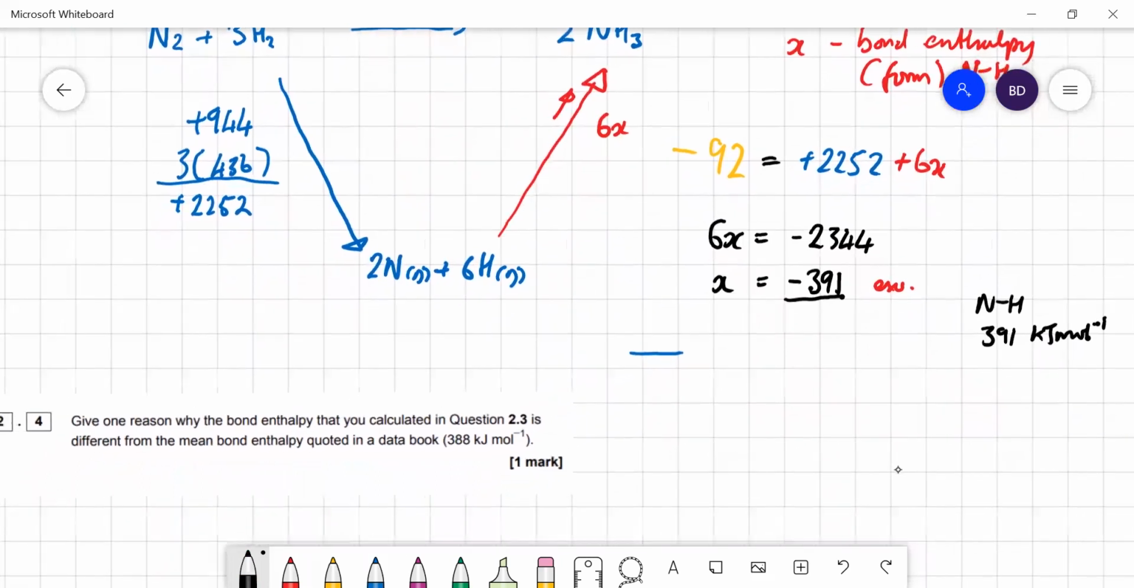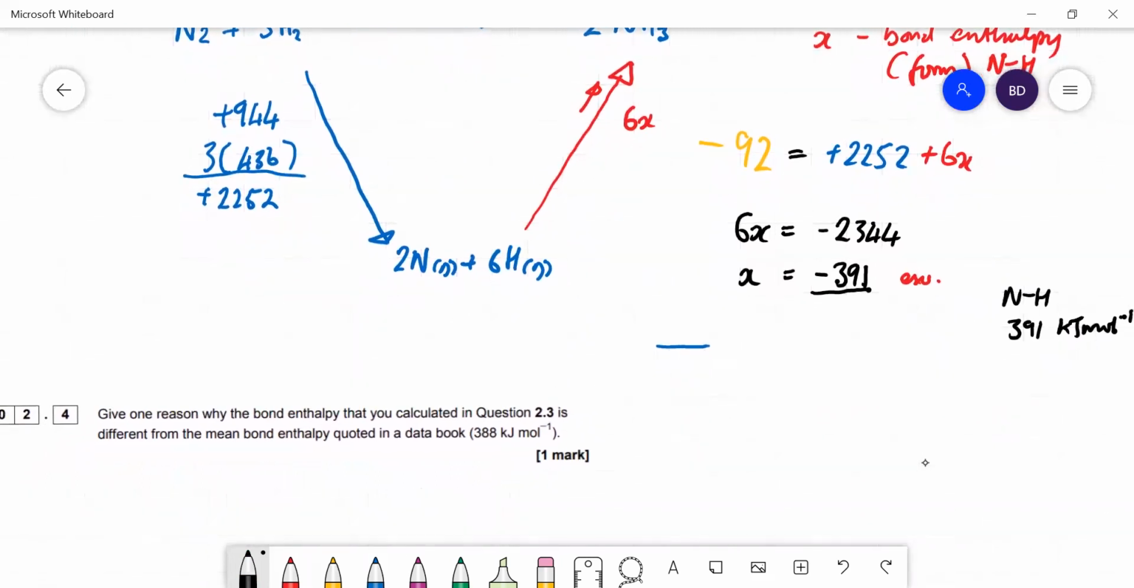Right. 4. Give one reason why the bond enthalpy is different from the mean bond enthalpy. Right. So the reason why is because this is for ammonia only. It's not the mean, not for a variety of compounds. The mean bond enthalpy is an average value for various different compounds that contain the NH bond. Whereas you've just calculated the value for ammonia there.